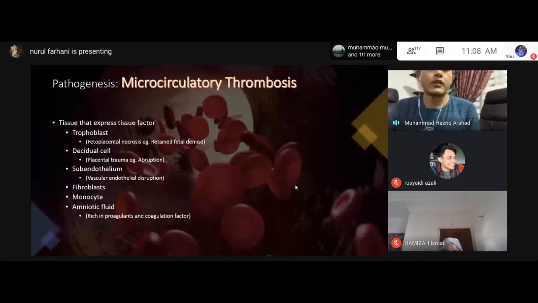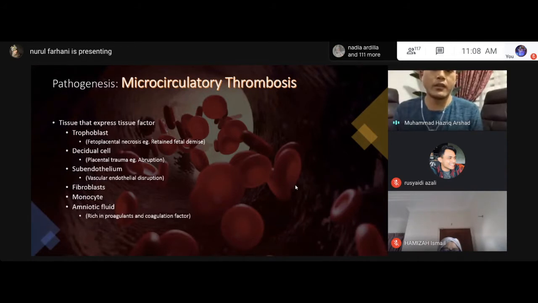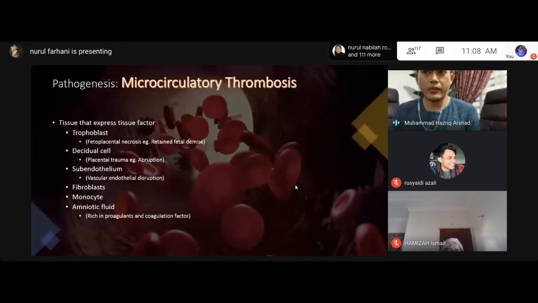Regarding placental trauma like abruptio placenta, which is about 37%, it is the most common cause of DIC from obstetric complications. Endothelium, because there is vascular endothelial disruption, leads to exposure to the tissue factor. And last but not least, amniotic fluid: in amniotic fluid embolism, it is rich in procoagulant and coagulation factors, and there is an imbalance between them, and it causes microcirculatory thrombosis. Okay, next.